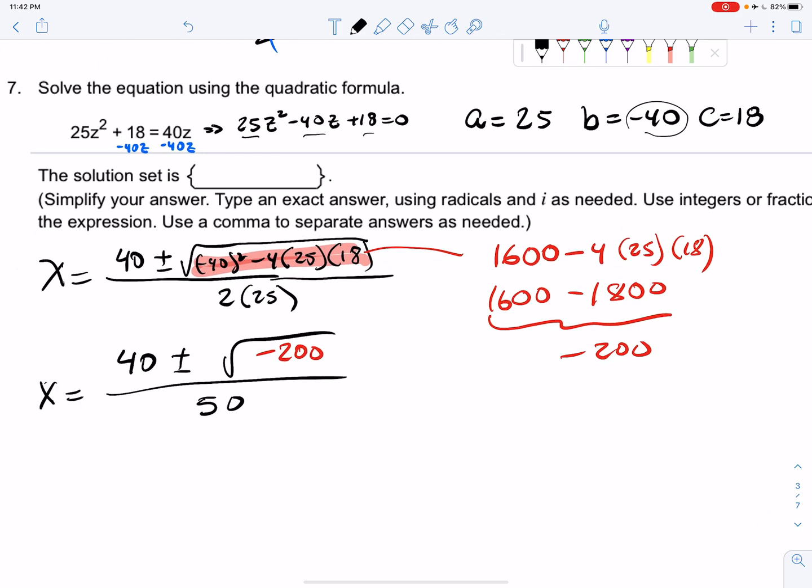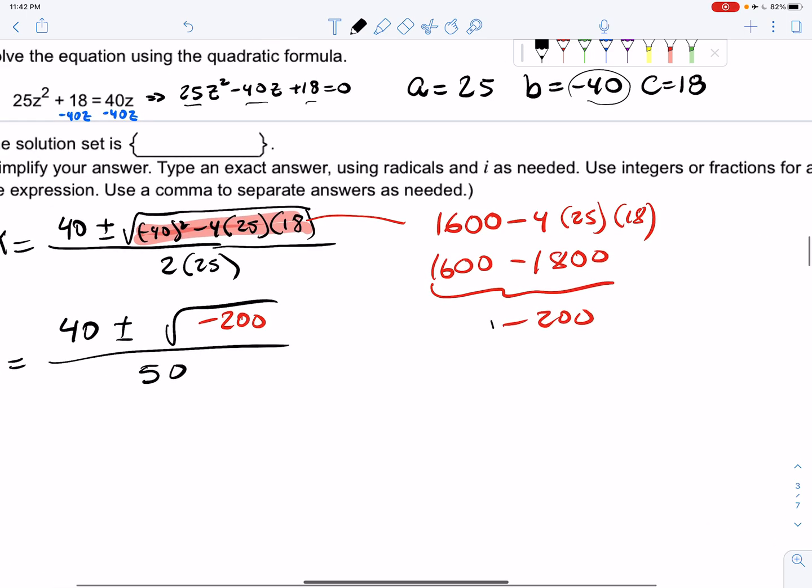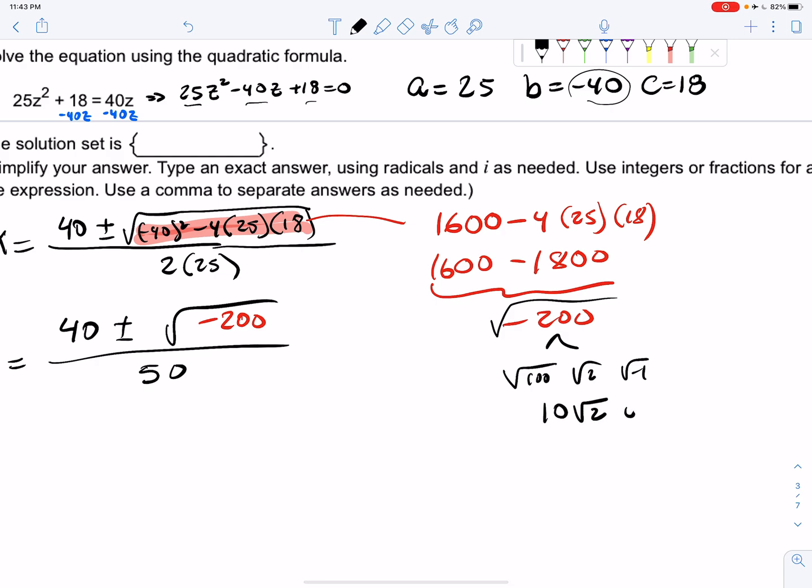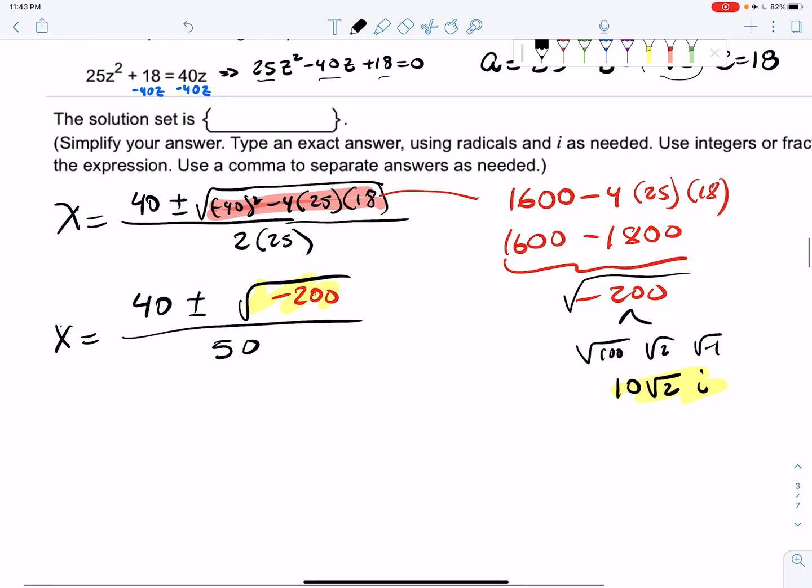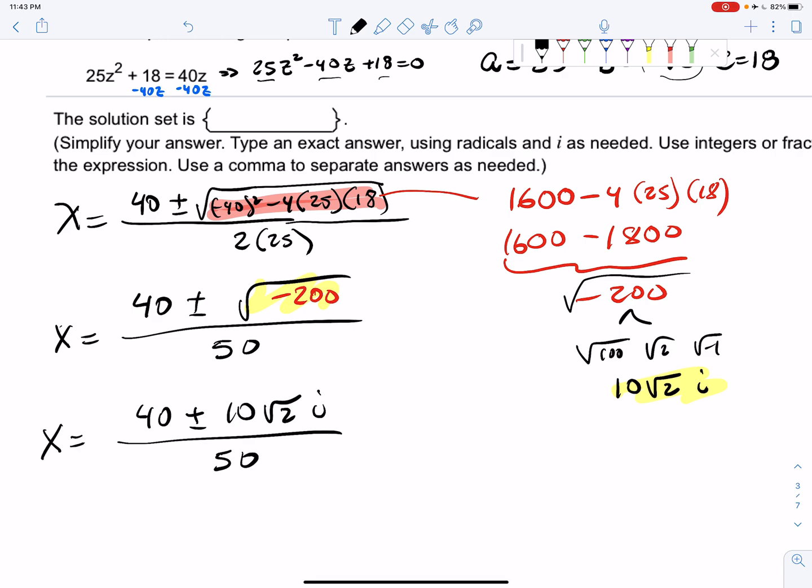So this is x equals. Well, let's see, how does this simplify down? How about the square root of 100, square root of 2, and you know what? We can define this as an imaginary number. So this is going to be 10 root 2i. So we replace this right here with this, and now we've got 40 plus or minus 10 root 2i over 50. Now, this is now an imaginary or complex answer, right, with that i there.